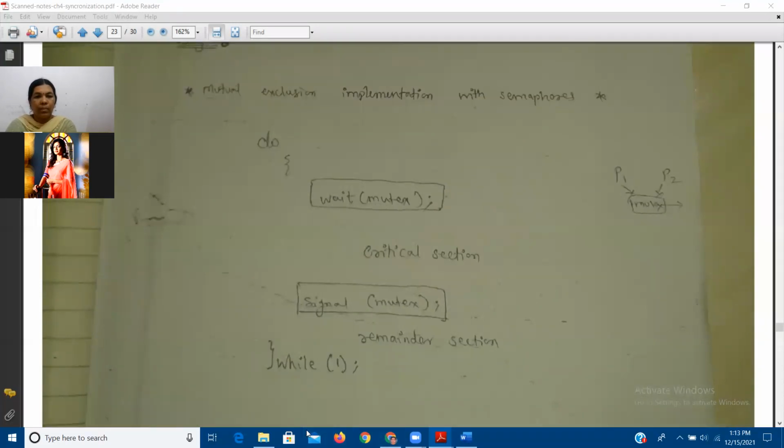Over here the semaphore variable name is mutex. So you may use mutex or you may use S. Normally S stands for semaphore. So you may use capital S, or you may use the name mutex. Both are names given to the semaphore variable.